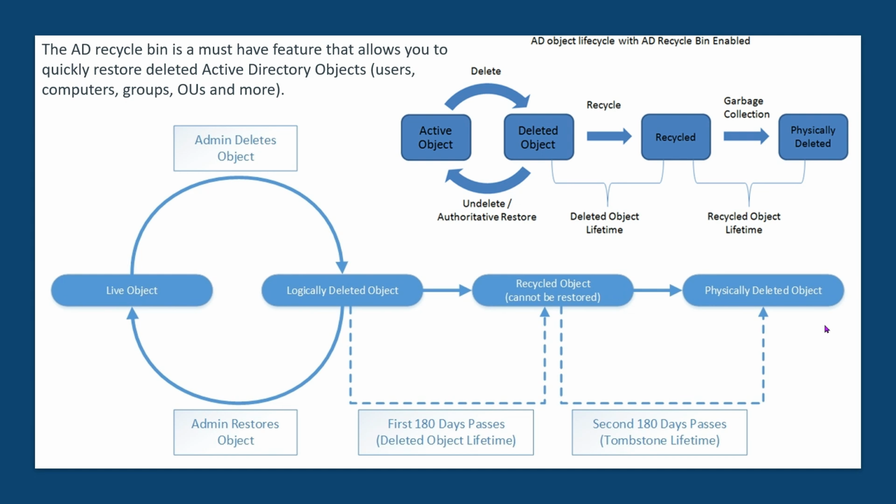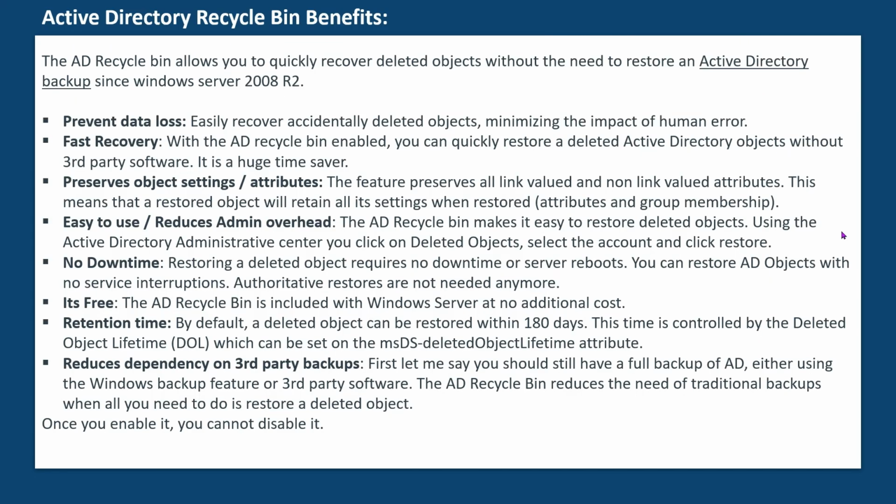You can also extend the tombstone lifetime to whatever number of days you want, and that's where garbage collection happens. The recycle bin is pretty much similar to files and folders in your operating system. In Windows, we have an option called recycle bin, where if you want to restore certain files and folders which were deleted, you can go and restore them. This tool is free of cost. It comes natively with your operating system, and you don't have to pay anything for it. It also avoids using any third-party backup tool for your Active Directory environment.